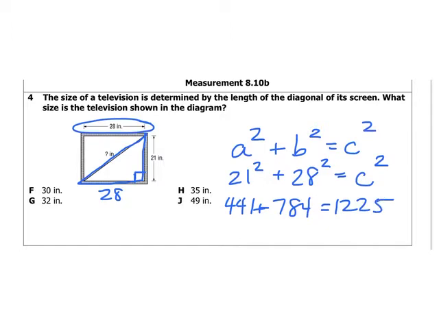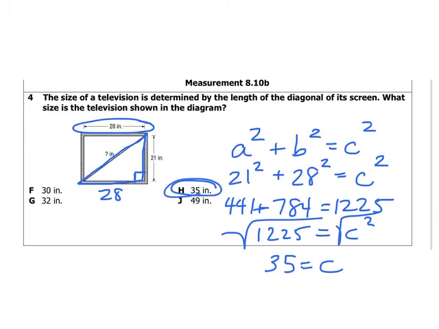1225. Well, that might be a perfect square. Let's find out. Square root, yep. The square root of 1225 is 35. So that is a 35-inch TV set.